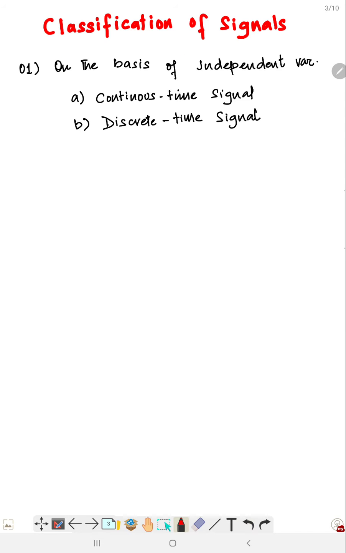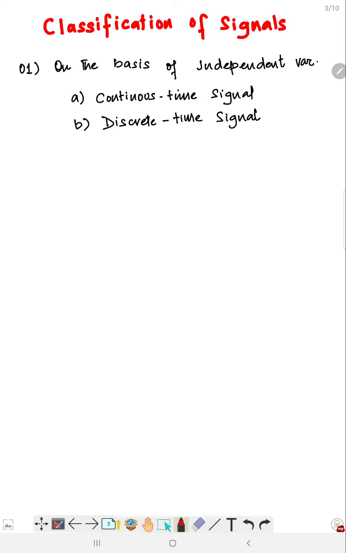Fine. Then again, we are very much interested in the classification of signals. Now that we have defined a signal as a function x of t, we go for the classification of the signal. Classification is based on multiple contexts. There are multiple points of view through which we can classify the signal. One important context that we will be frequently using in this course is the classification on the basis of our independent variable. I already defined that our independent variable is time. So based on that, we have two types of signals. One is a continuous time signal, and the other one is the discrete time signal.